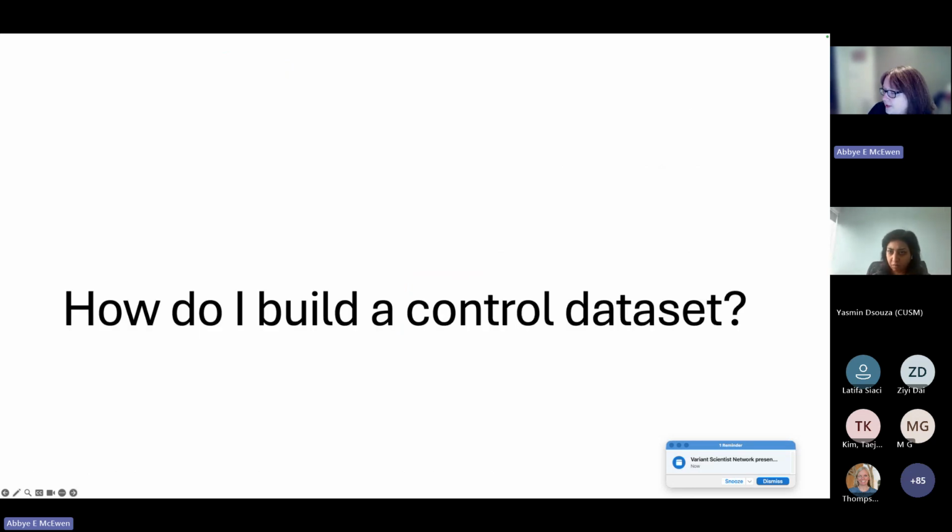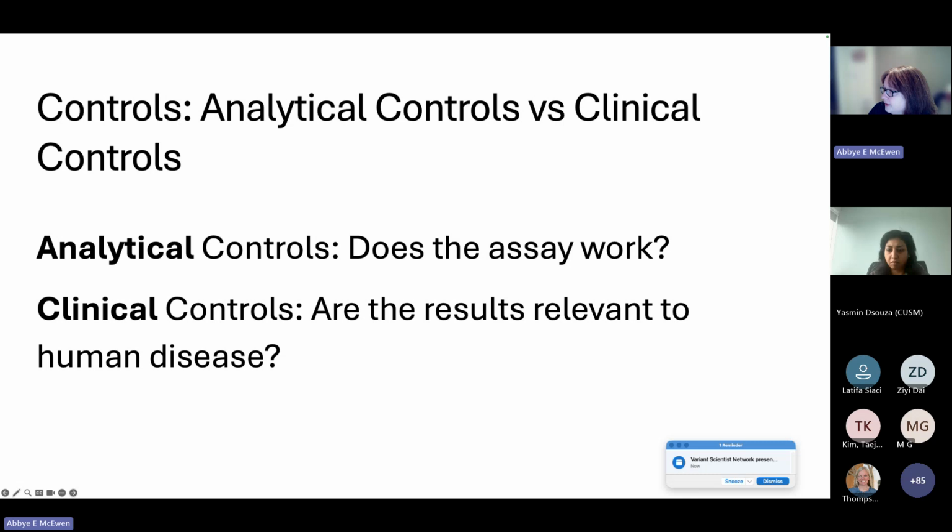So one of the questions I get over and over again is, how do I build a control data set? So say you've got a MAVE data set in hand. Before you can use it for classification, you have to determine how much evidence to apply. And that all depends on how you benchmark and control your MAVE. So how do you build a good control data set?